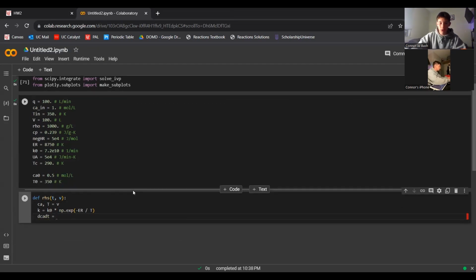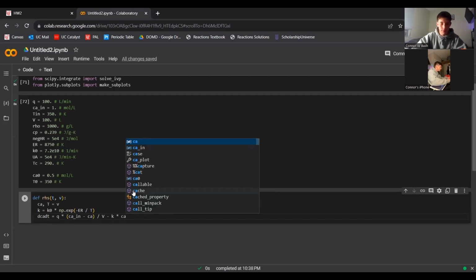So dCA dt equals Q times the difference in concentrations divided by volume. And then we're also subtracting the rate constant times concentration. Let me make sure on my notes, yep, that matches with what we said earlier.